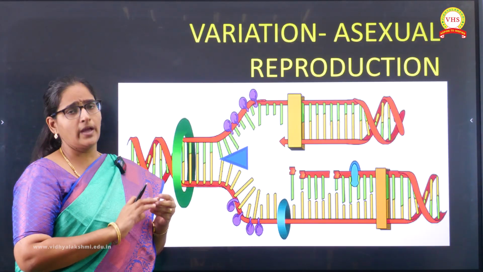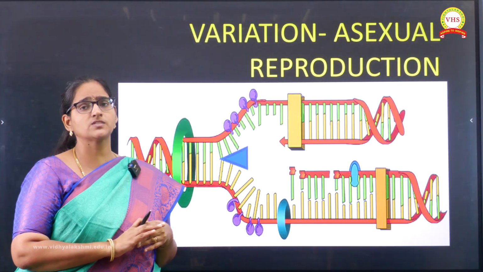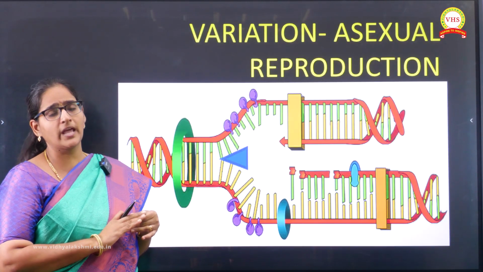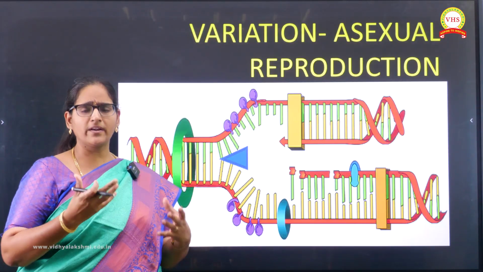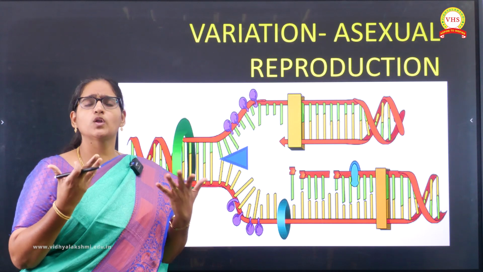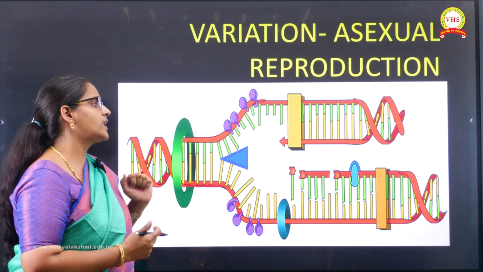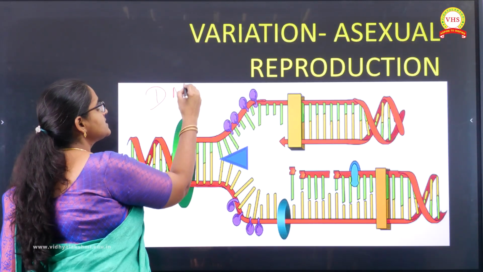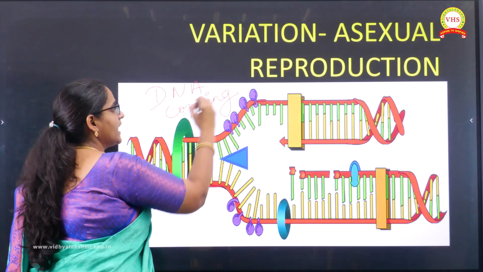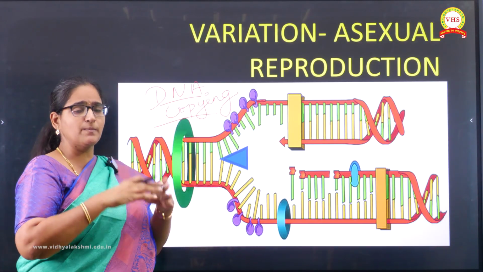Now, this kind of variation exists in both asexual reproduction as well as the sexual mode of reproduction. In asexual reproduction, only one parent is involved. You can raise the question, ma'am, only one parent is involved in asexual reproduction, so what is the possibility for the variation to take place? In asexual reproduction, we have a process called DNA copying, or replication. Replication means making a copy.